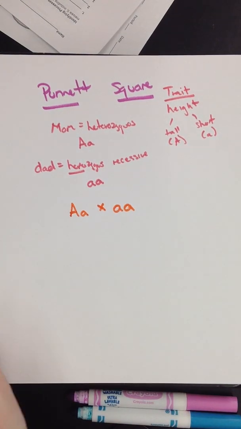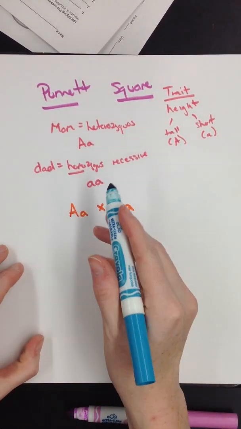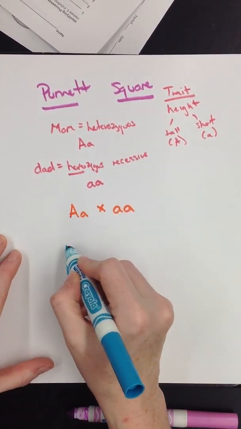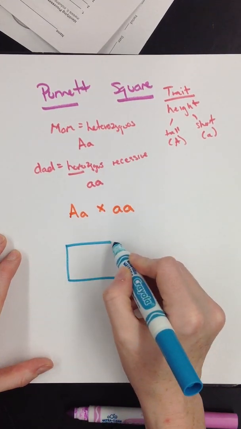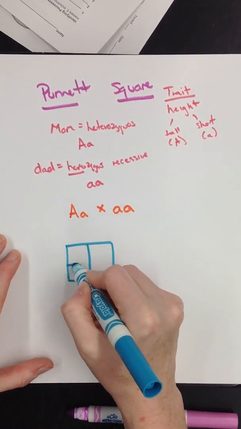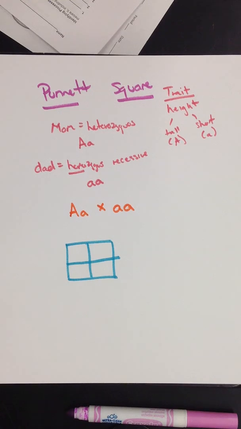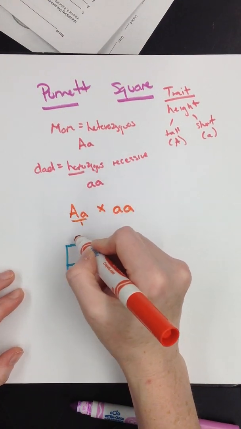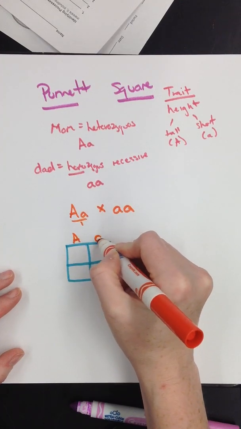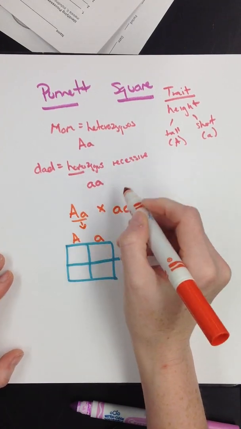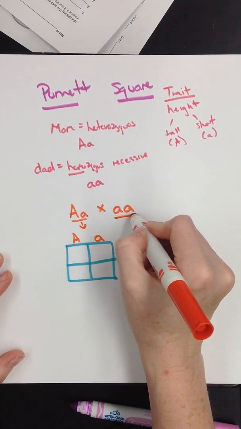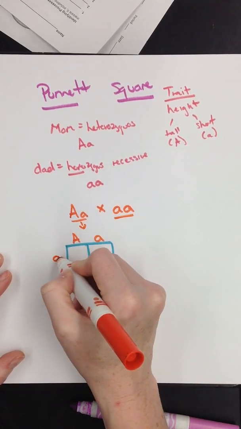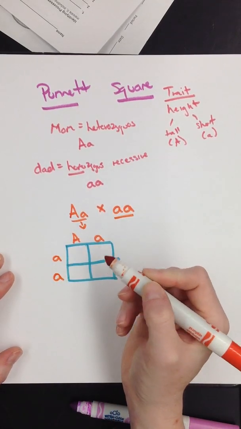All right, so to set up a Punnett square, super easy. If you can draw a window pane, you can draw a Punnett square. So here's my square, make it look like a window pane. All right, one parent goes on top, so here's my mom, and so I'll put an allele over this box and an allele over this box. See, it went right there. And then my dad, I'm going to put him on the side. So here's an allele, here's an allele.